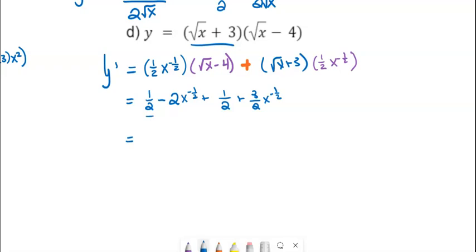Combine my like terms. I have a 1 and a 1/2 and a 1/2, so that's going to be 1. And then I have -2 plus 1 and 1/2. So that's -1/2 x to the 1/2. You can also write that as 1/2 root x.